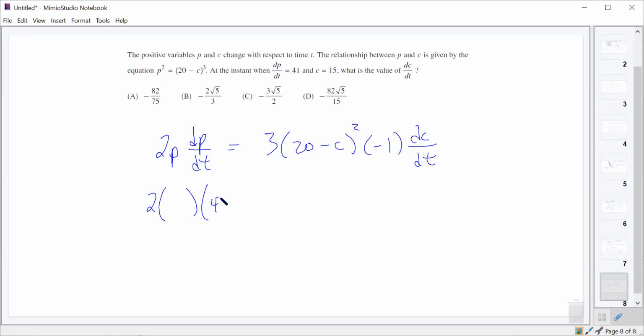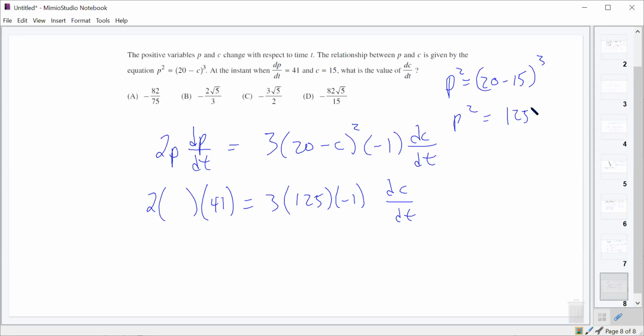So 2, we'll deal with p in a second, dp/dt is 41. 3, our c value is 15. So 20 minus 15 is 5, cubed is 125. And we're looking for dc/dt. We do need to find p, though, to plug in here. Well, we know that p squared equals 20 minus that 15 cubed. So p squared equals 125, or that p, because it is positive, must be the positive square root of 125, which is 5 root 5.